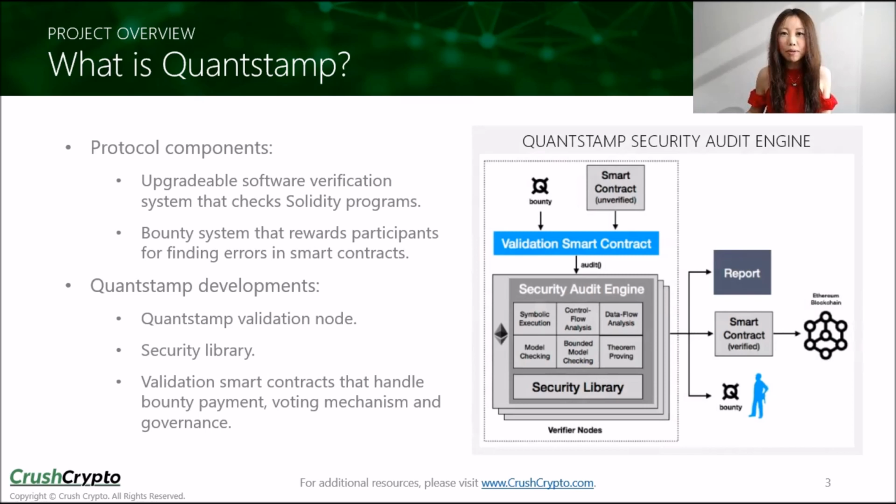This here is a diagram of Quantstamp's security audit engine, which takes an unverified smart contract, performs the automated security and vulnerability checks, and produces a report.